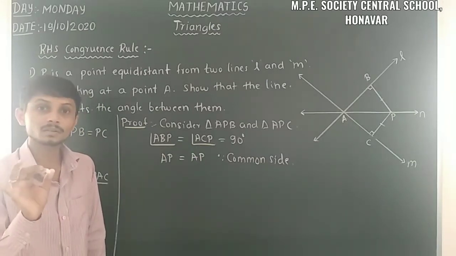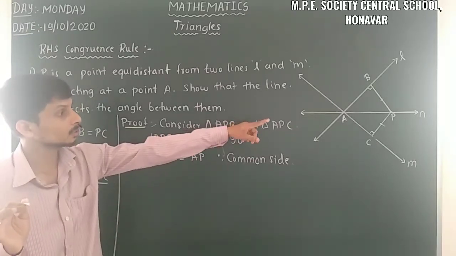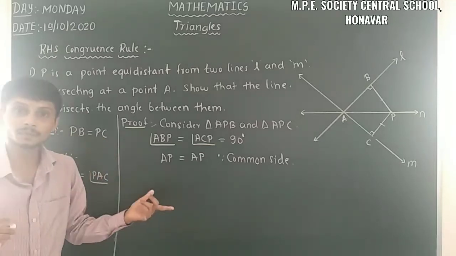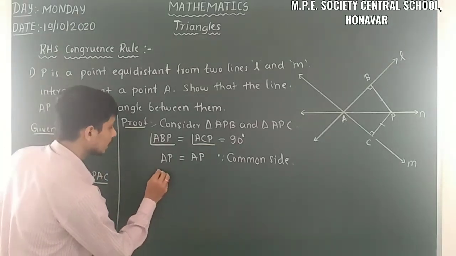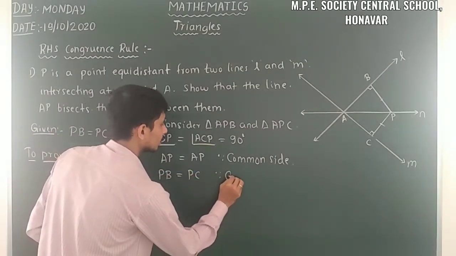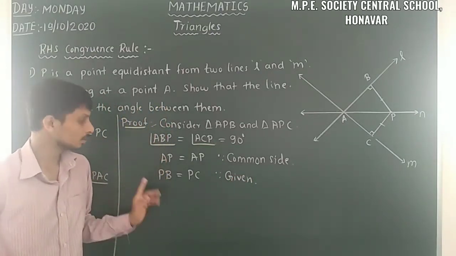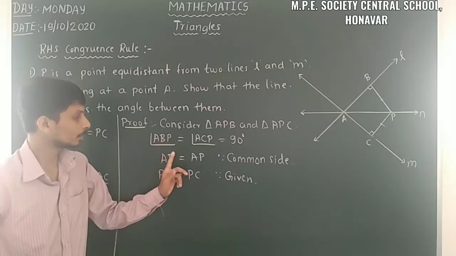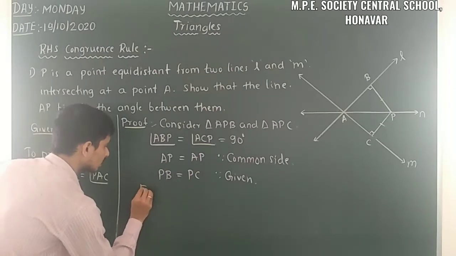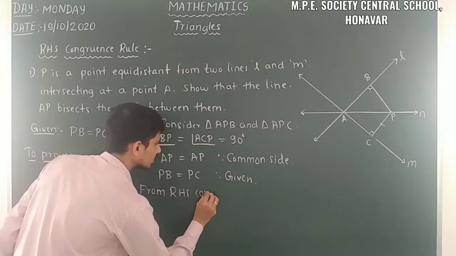Then are there any other equalities? We want one more side to be equal. Already we know that PB is equal to PC. It is given, so we can take that also. PB is equal to PC. Because it is given, we have the right angle, hypotenuse, side congruence rule. We can use the RHS congruence rule.